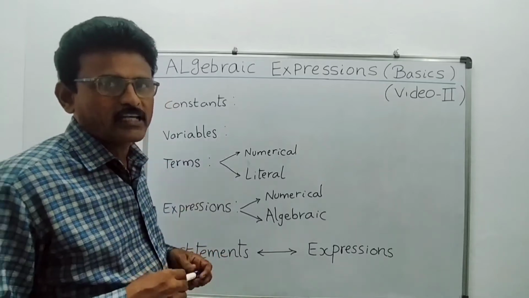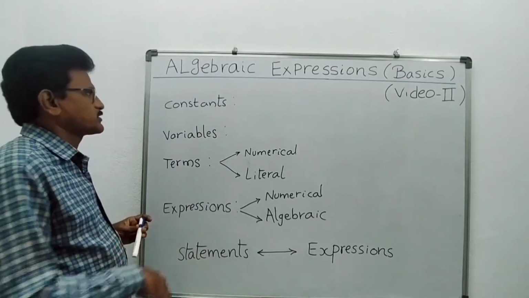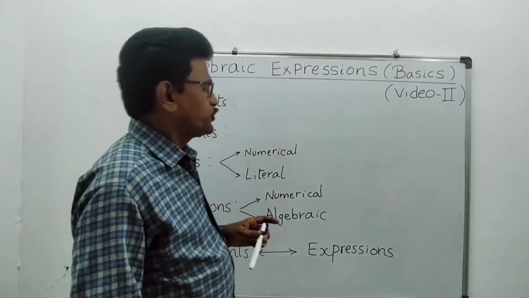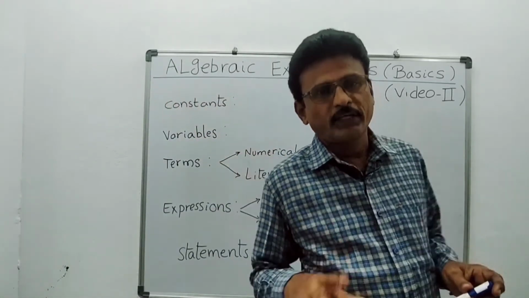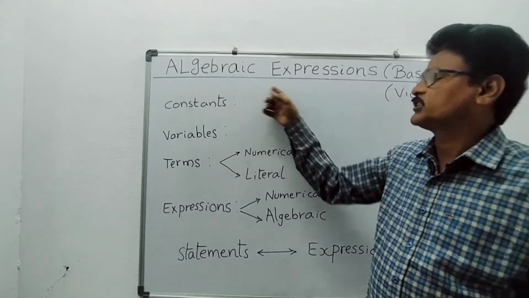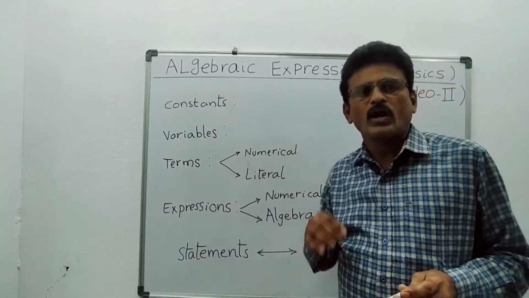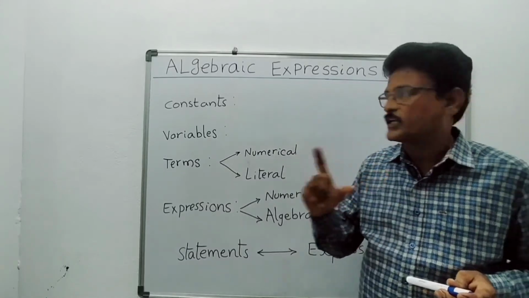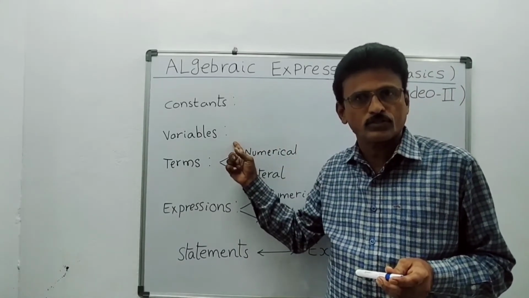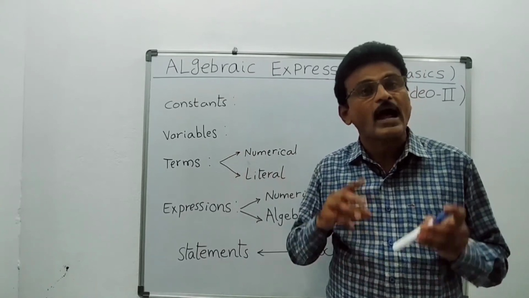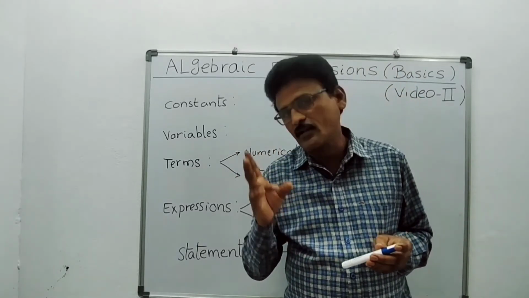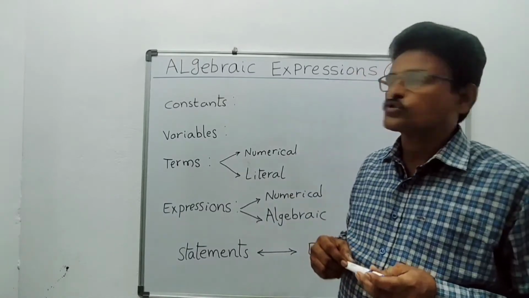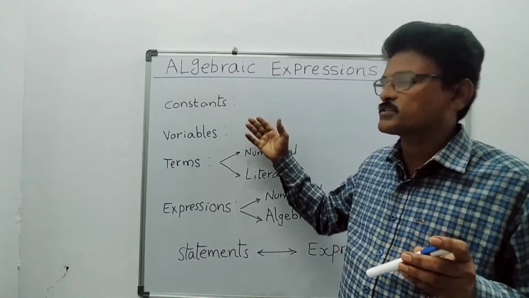In the first video, I explained mainly some important points: constants, variables, terms, expressions. You have to know very well about this because our topic is algebraic expressions. You know what are algebraic expressions? Algebraic expressions are combinations of constants and variables that are connected by using arithmetic operations, either addition, subtraction, multiplication or division. Okay, so you have to know very well about constants and variables.